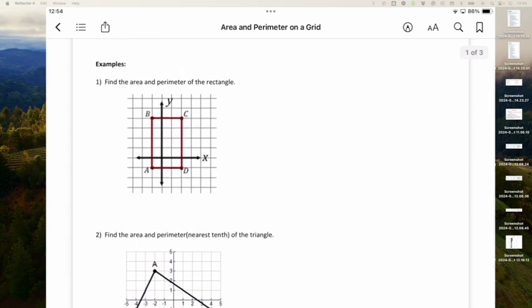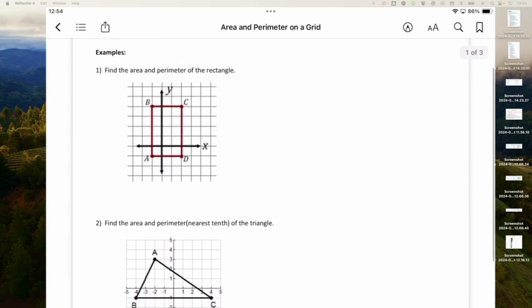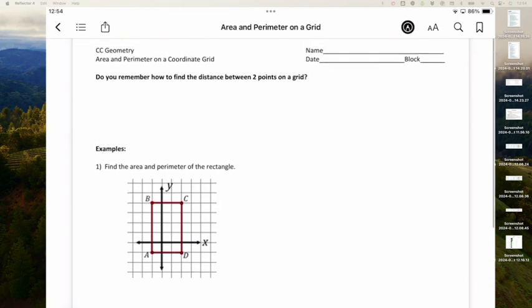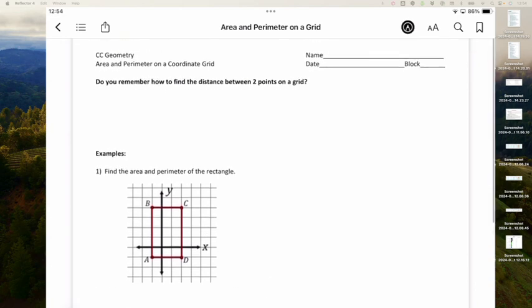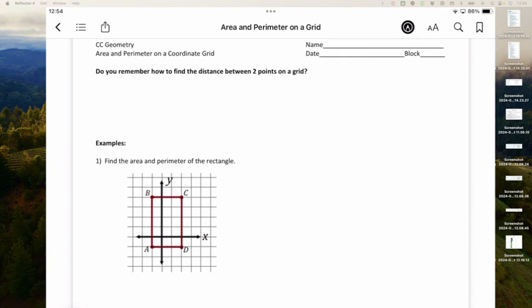So here with area and perimeter on a grid, and just a quick review of what area and perimeter are before we get started. It does say, do you remember how to find the distance between 2 points on the coordinate grid? And our preferred way of doing that would be the distance formula.